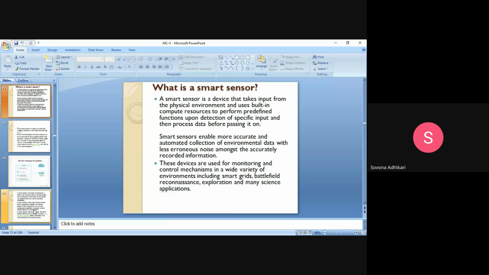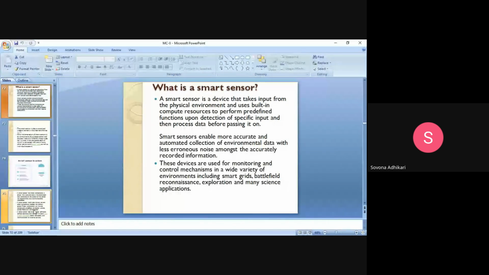That is, as the name suggests, it is a smart sensor. It is a sensor. It takes input from the physical environment. Suppose temperature decreases or increases. So it senses the temperature and performs the specific task. So it takes the input from the physical environment and performs specific tasks accordingly.